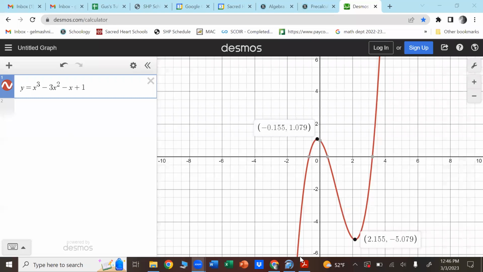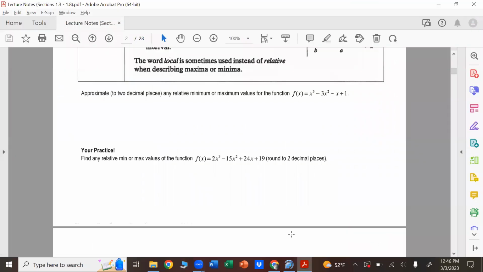There's one more example, but we could skip it. I think you guys get the point. You'll have a chance to practice in the homework. We'll skip that example.